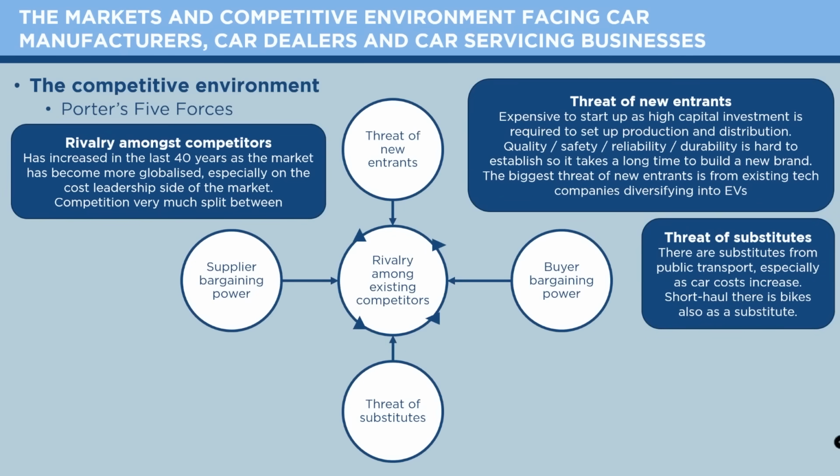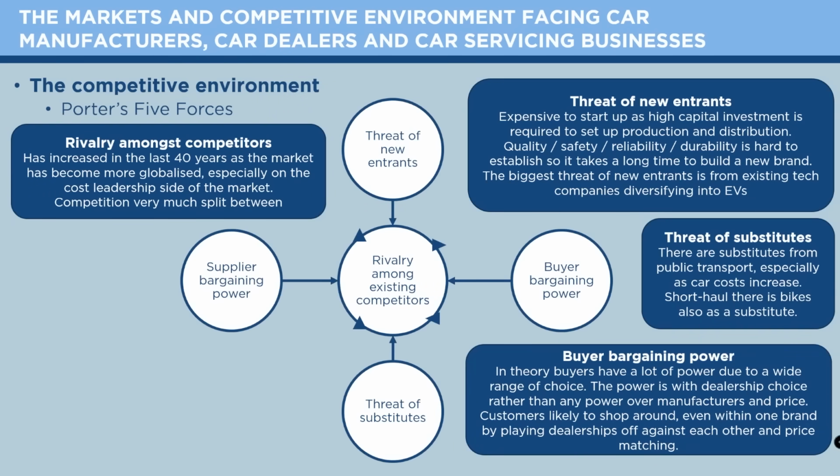In terms of the threat of substitutes, I'm not doing these in round order. I'm doing these in the order that I think makes logical sense in terms of the narrative. The threat of substitutes, there are substitutes. You can get public transport. If it's a short haul, you can ride a bike. As car costs increase, there's been a little bit more of a focus from people on using public transport. Of course, public transport isn't necessarily cheap either. And so that's also a factor.